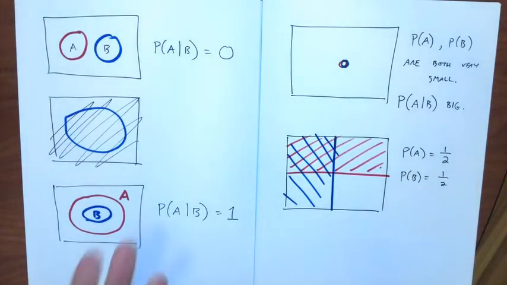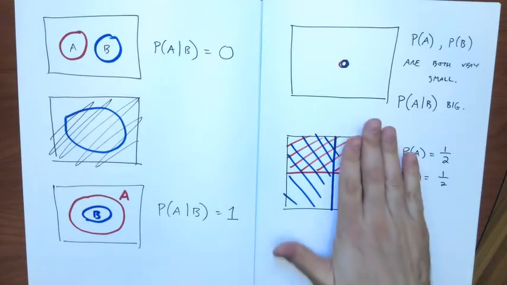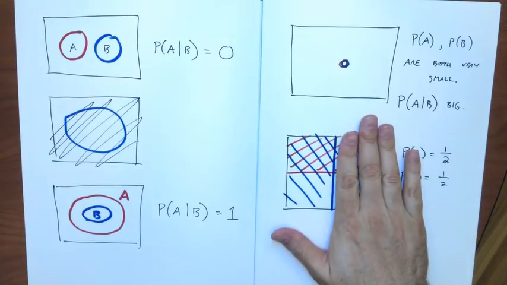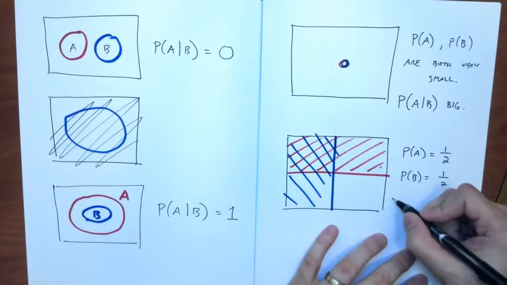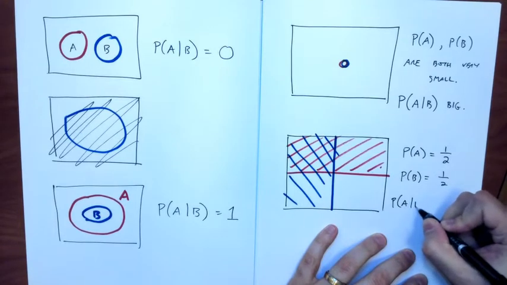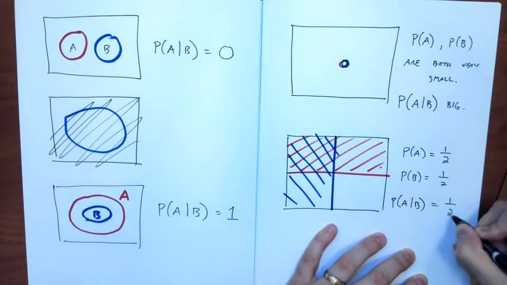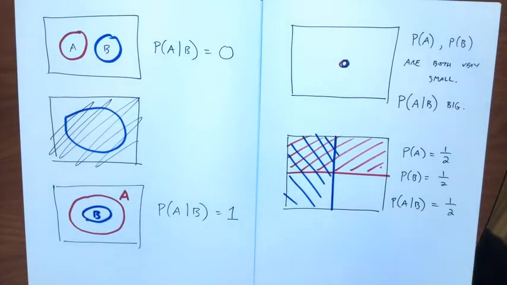And now I tell you, okay, B occurred. You're in this blue world. Now what's the probability of A given B? Well, that double-hatched region makes up half of this subregion, right? So the probability of A given B is still a half. Telling you that B happened didn't actually have any impact on my understanding about whether A happened or not, right?